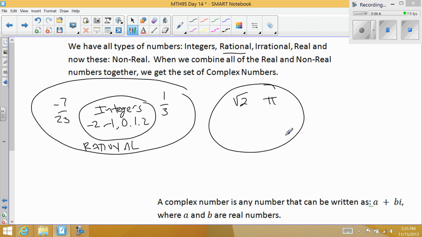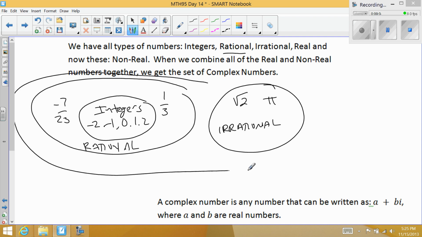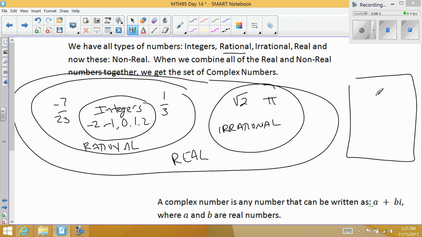So pi is an irrational number. Square root of 2 is an irrational number. They're still real numbers, but they're in a different world than the rational numbers. So here are the irrational. So if we take the rational and the irrational numbers together, those are all what we call the real numbers. All of these numbers can be located on a number line. Separate from the real numbers, of course, the non-real numbers, all our i's, or multiples of i's.